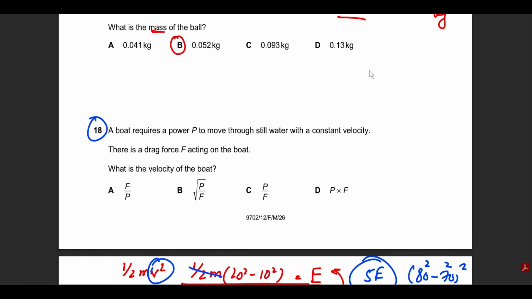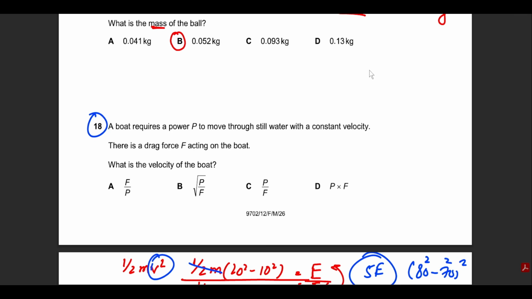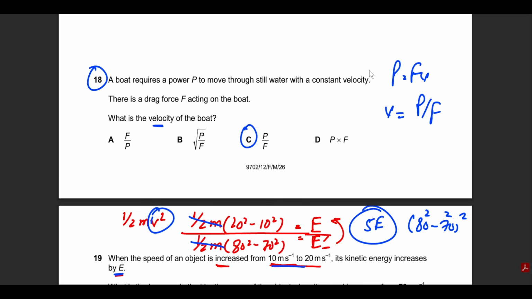Let's go back to 18 that I missed. This is again based on a simple mathematics question, which is power equals force into velocity. He's asking you about the velocity of the object. So V is equal to P divided by F, which should be option C. The tricky part of the question is that it's so simple and straightforward.